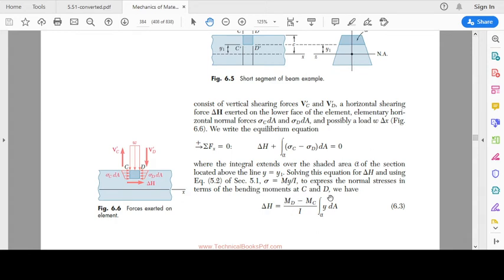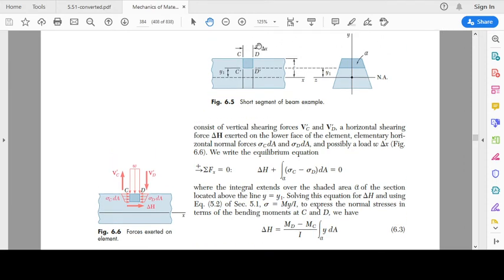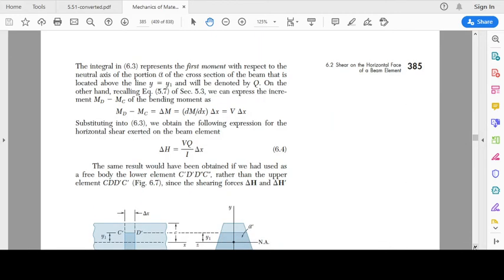Now this Md minus Mc is the change in bending moment as we go from section cc prime to dd prime. So we can write this as delta M, and delta M can be written as dM by dx into the length of this beam segment, which is delta x. The length of this beam segment is delta x. And we know that dM by dx is equal to shear force V.